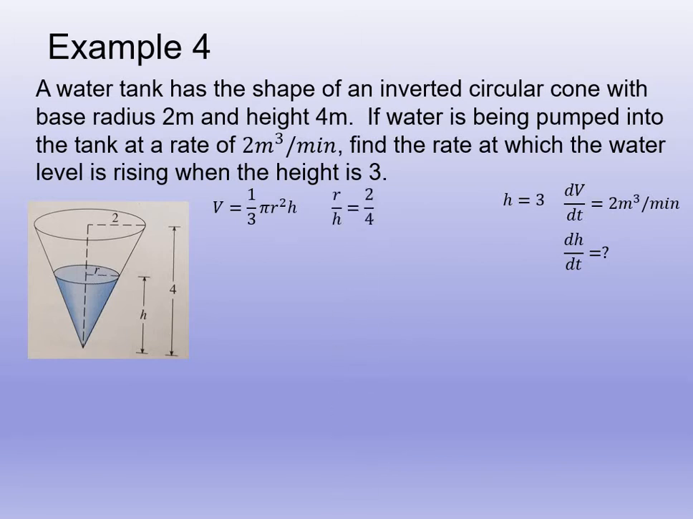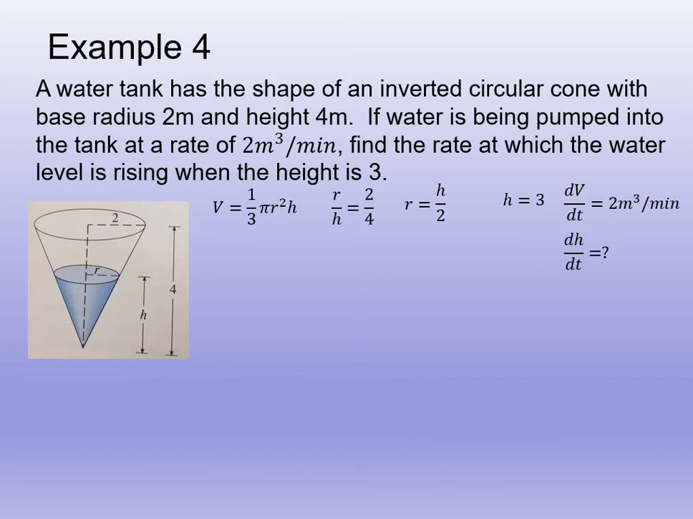We have to relate r and h, and this is because we don't have dr/dt. If you have 3 different rates in a problem, and you're not given 2 of them, and one of them you have to find, what you need to do before you do the differentiation is find an equation that relates the 2 variables, so that you can rewrite the entire equation in terms of one variable that you have the rate for. So for us, r over h is related to 2 over 4. That helps us understand that r is h over 2.